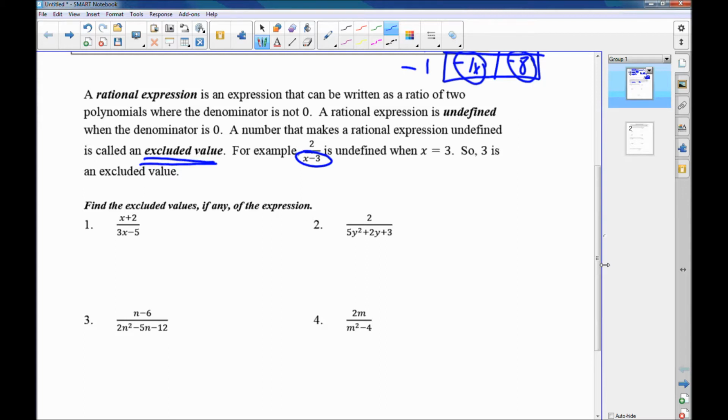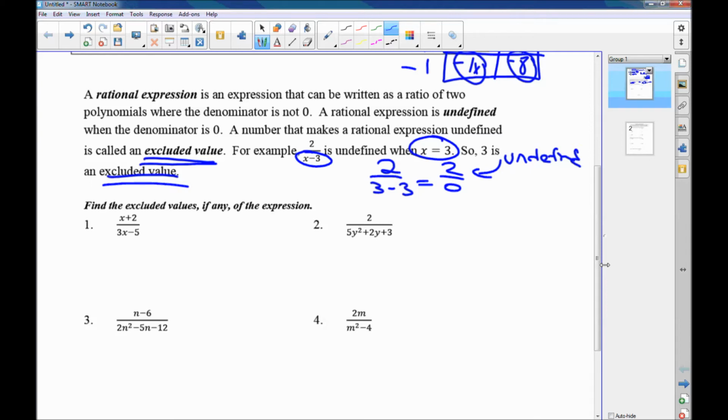So for instance, in this expression, x equal to 3 is undefined, so 3 is an excluded value. Let's see what happens if we plug in 3 here. We end up with 2 divided by 0, and we know that this is undefined. Okay, that's why 3 is an excluded value.